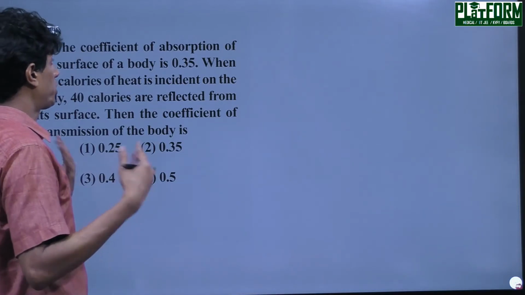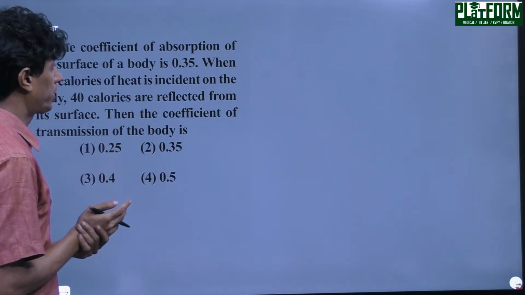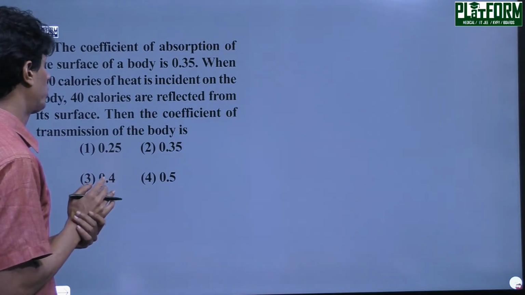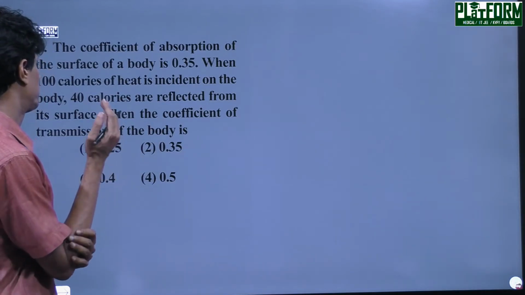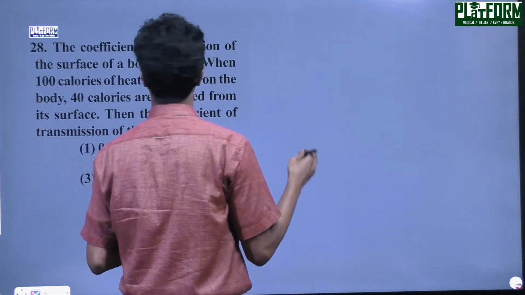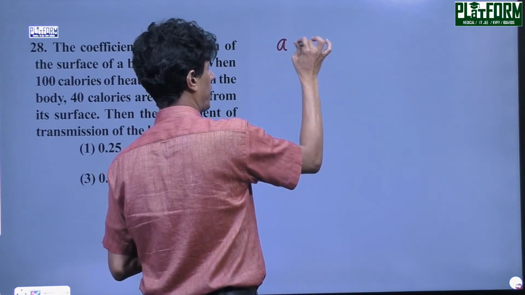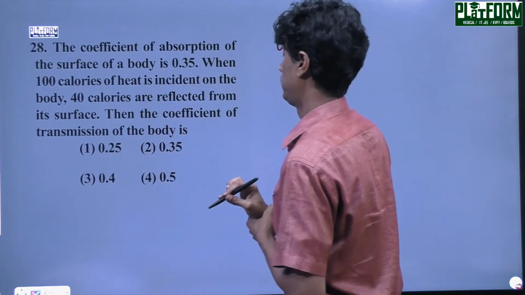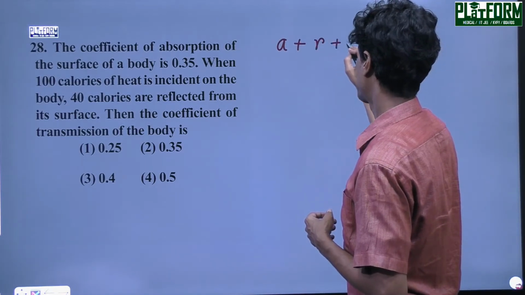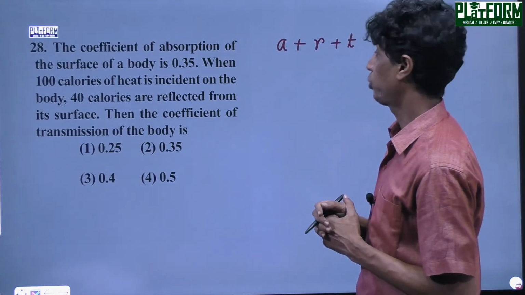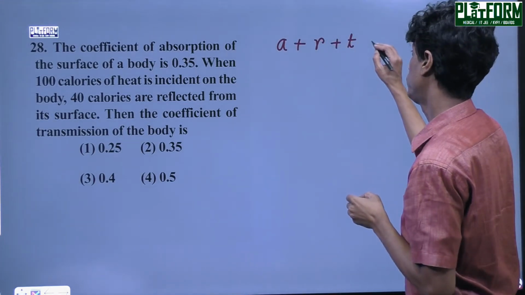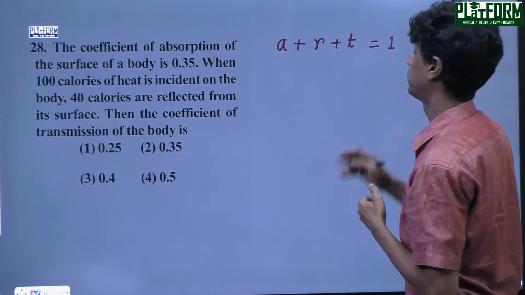Next problem. Question number 28. The coefficient of absorption of the surface of a body is 0.35. When 100 calorie of heat is incident on the body, 40 calorie are reflected from its surface. Then the coefficient of transmission of the body. We know absorption plus reflection plus transmission. The fraction of energy absorbed, fraction of energy reflected, and fraction of energy transmitted is equal to 1. That is unitary.